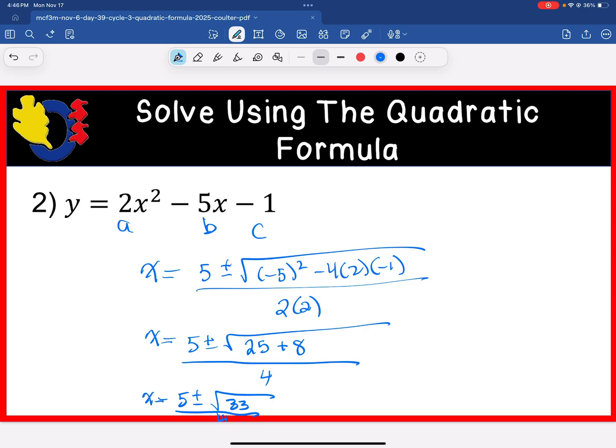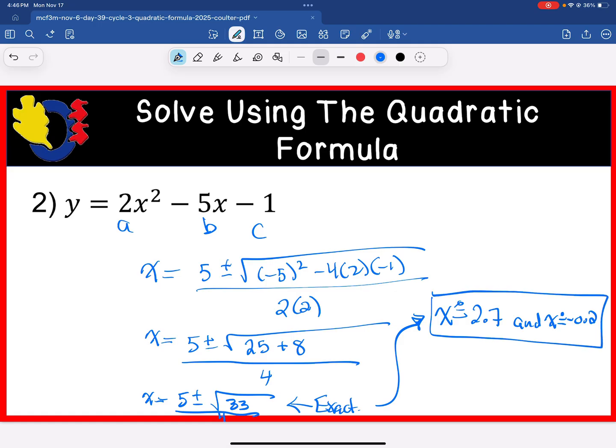So if you were asked to give an exact answer, this would be where you would stop. Let me just see if I can fix that 4 there. Okay, so this is exact. So exact means no decimals. Okay, but if we had to take it further, if it didn't say exact, we would plug in our calculator 5 plus square root 33 over 4, which is 2.7. And we would also plug in 5 minus square root of 33 over 4. So x also equals negative 0.2. So there are two possibilities here.